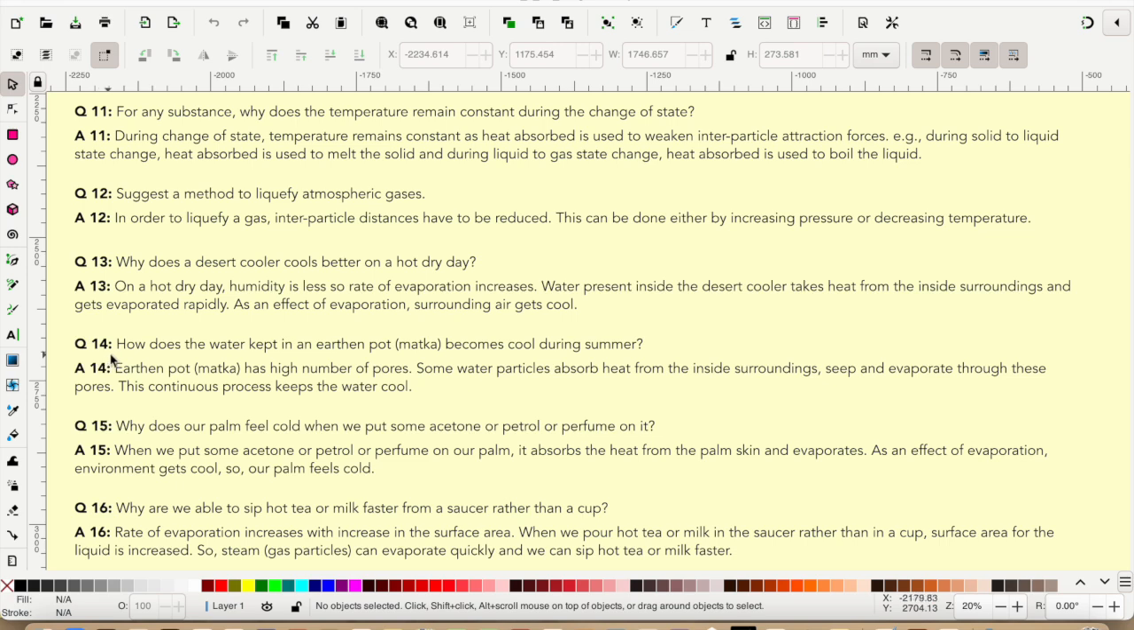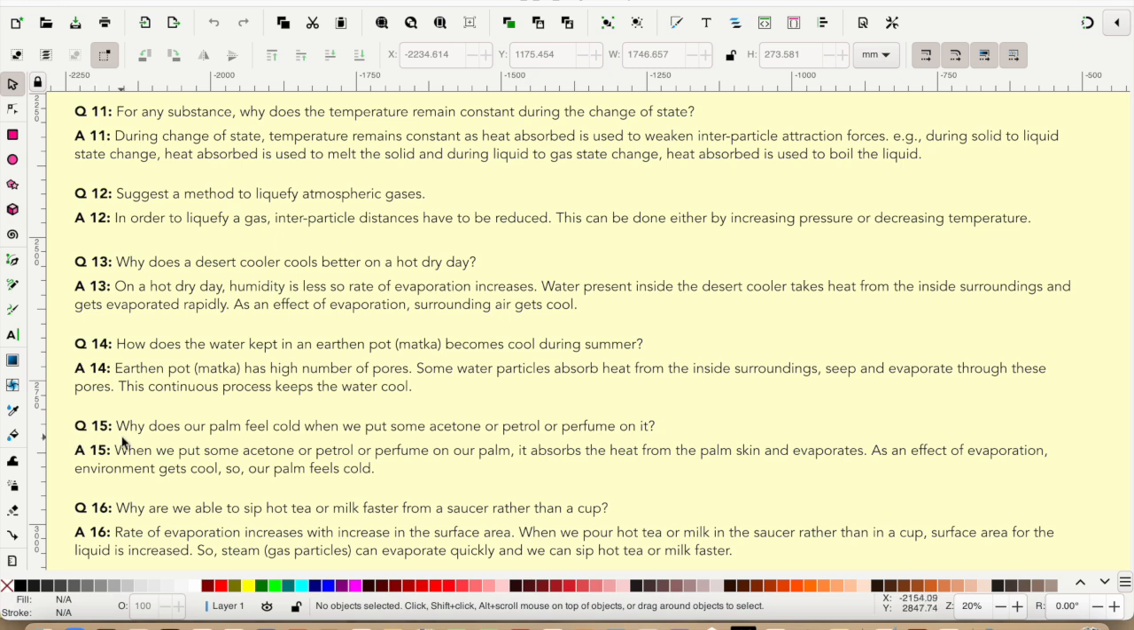Question 14. How does the water kept in an earthen pot, that is called matka, become cool during summer? Answer is, earthen pot has high number of pores. Some water particles absorb heat from the inside surroundings, seep through the walls and evaporate through these pores. This continuous process keeps the water cool.